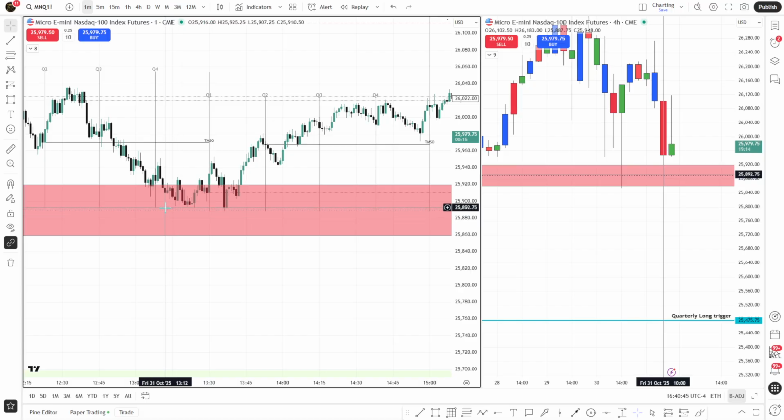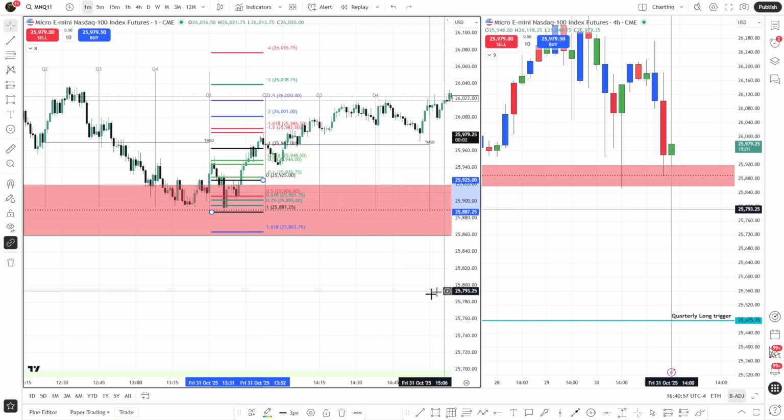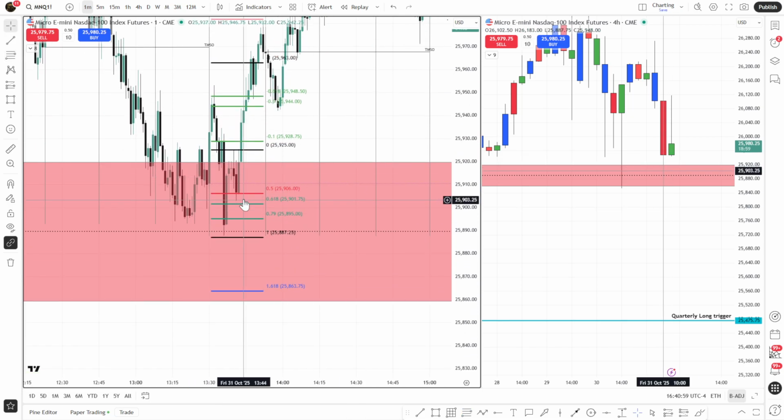Okay. We have equal lows put in. We get the down close candle, sets the low right at 50%. Fib to the first high put in, and there's your entry pattern.